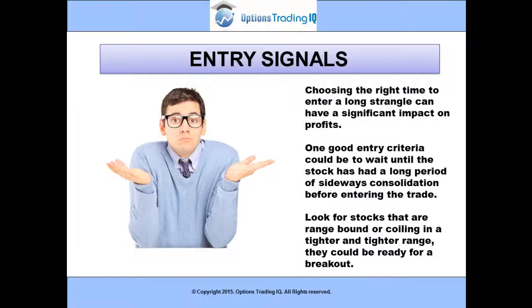In terms of entry signals, choosing the right time to enter a long strangle can have a significant impact on profits. One good entry criteria could be to wait until the stock has had a long period of sideways consolidation before entering the trade. Look for stocks that are range bound or coiling in a tighter and tighter range. They could be ready for a breakout.